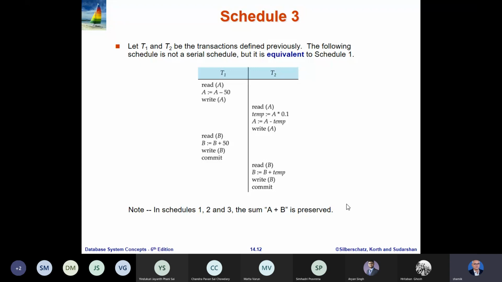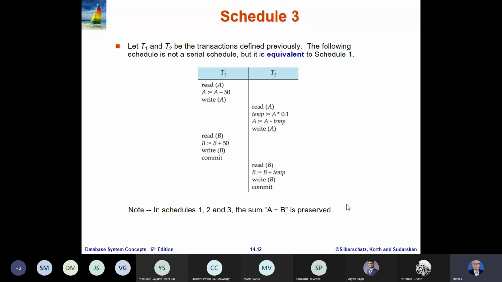Even with that, you see that the sum of A plus B is preserved. So here we have an example of a serial schedule, then a second example of a serial schedule, and now this third schedule is a concurrent schedule. But what is the net impact of this?